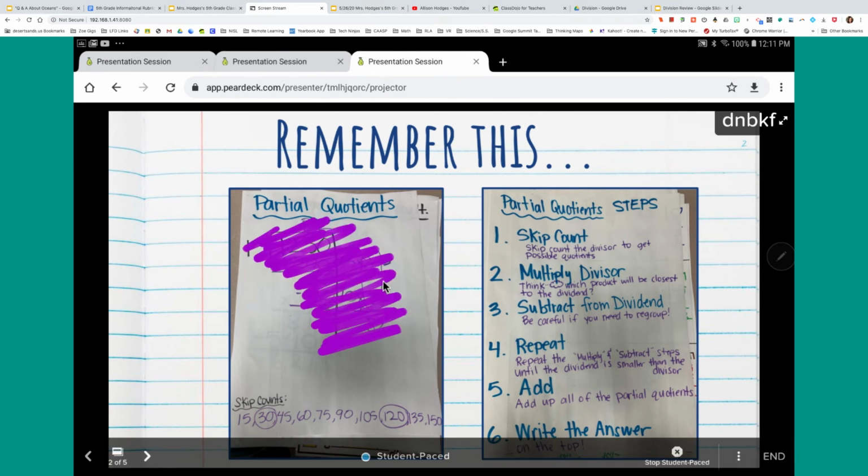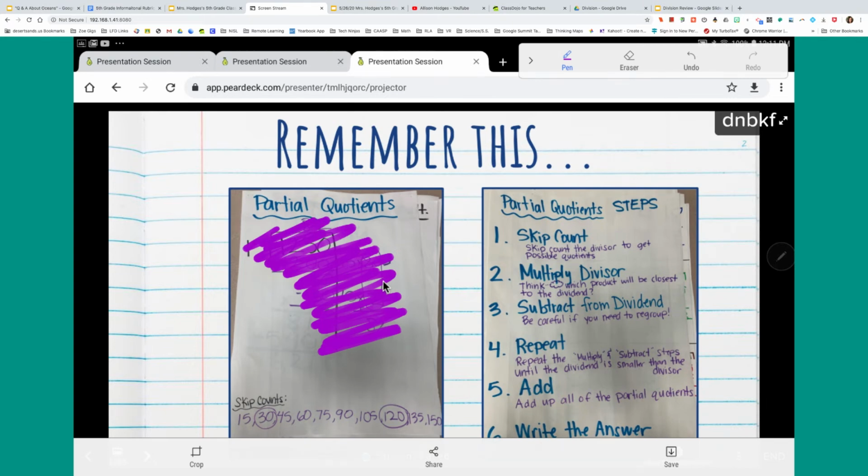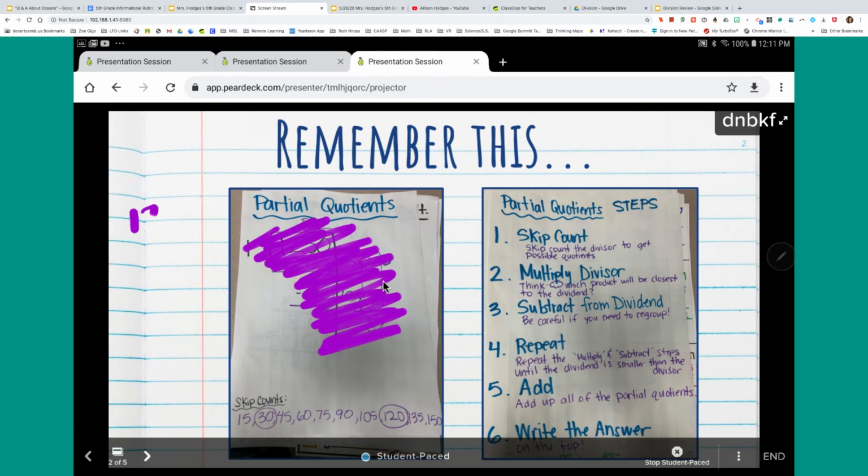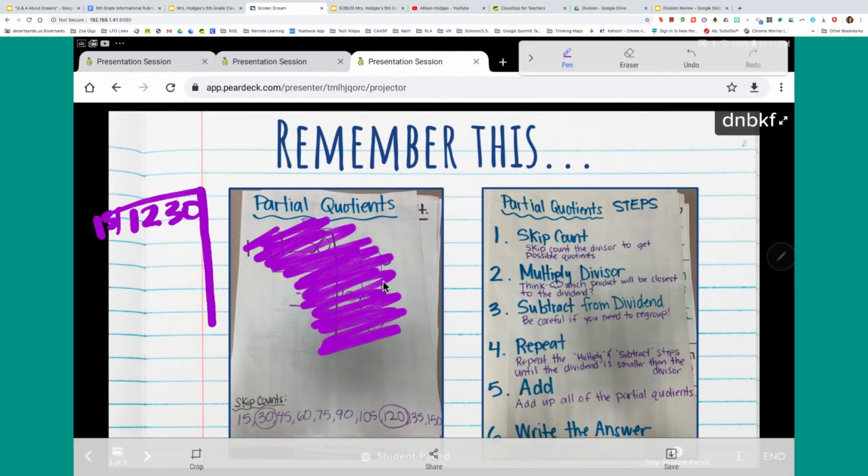All right, so if I'm trying to do this over again, there's my question, divided by 15. Is that all showing up? Yeah. Okay. So I'm trying to think about skip counting.